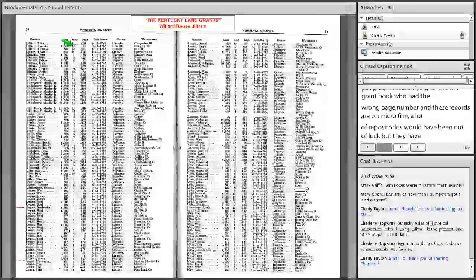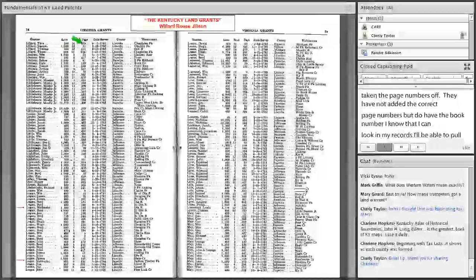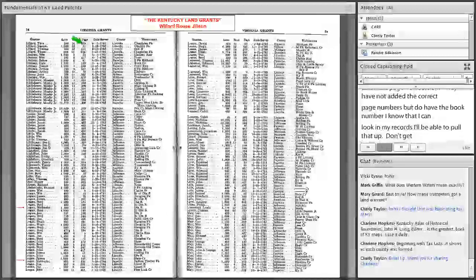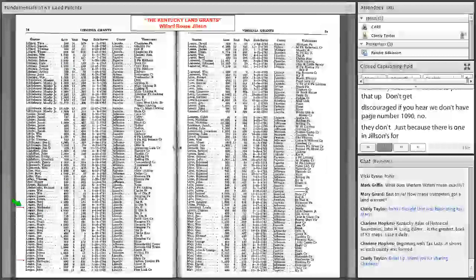And I know that I can look in my records and I'll be able to pull that up. So don't get discouraged if you hear we don't have a page number 1090. No, they don't. Just because there is one in Gilson's. Okay? So for today's examples, we're going to look at Nathaniel Logan, and we see he got a 1,400-acre tract.